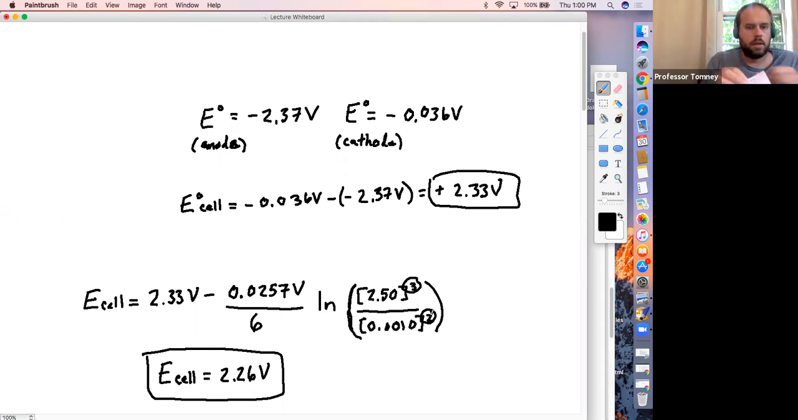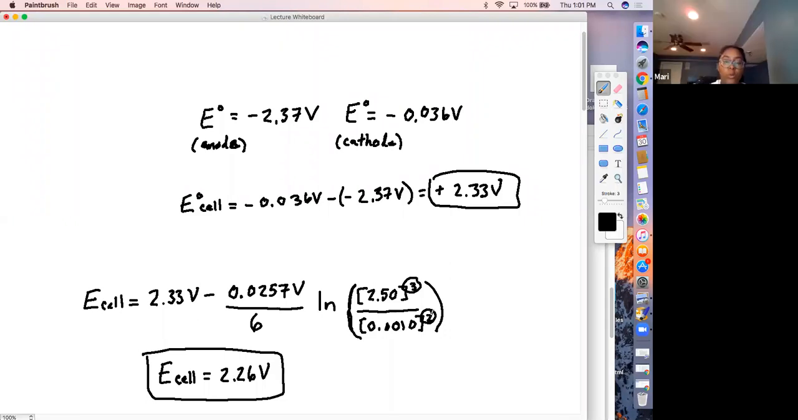All right, let's pause here before we head over. This is the last of the electrochemistry problems that we practice. Is there any question here? Can you explain why it's cubed and squared in the natural log?